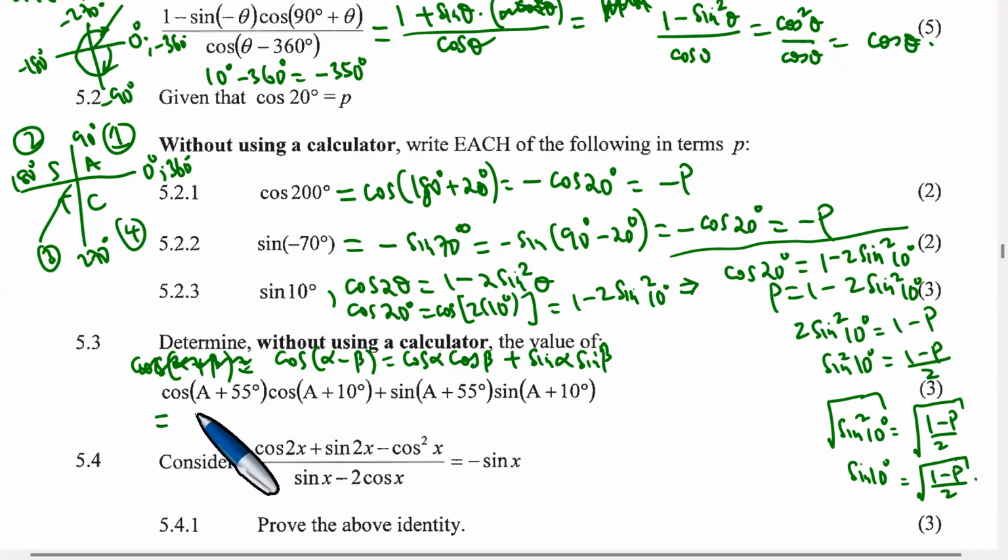So this one here becomes the cosine of alpha minus beta, where alpha is A plus 55 degrees. We subtract. Then you subtract A plus 10 degrees. Okay, so this is like your alpha and this is like your beta. If it's alpha and beta, you just subtract the angles. It becomes alpha minus beta, where alpha is the first one, A plus 55, and beta is the second one.